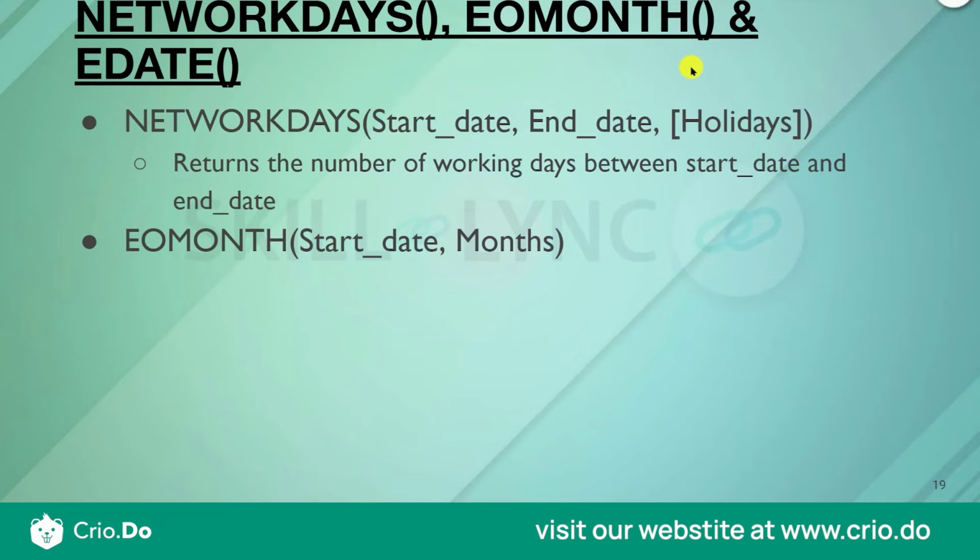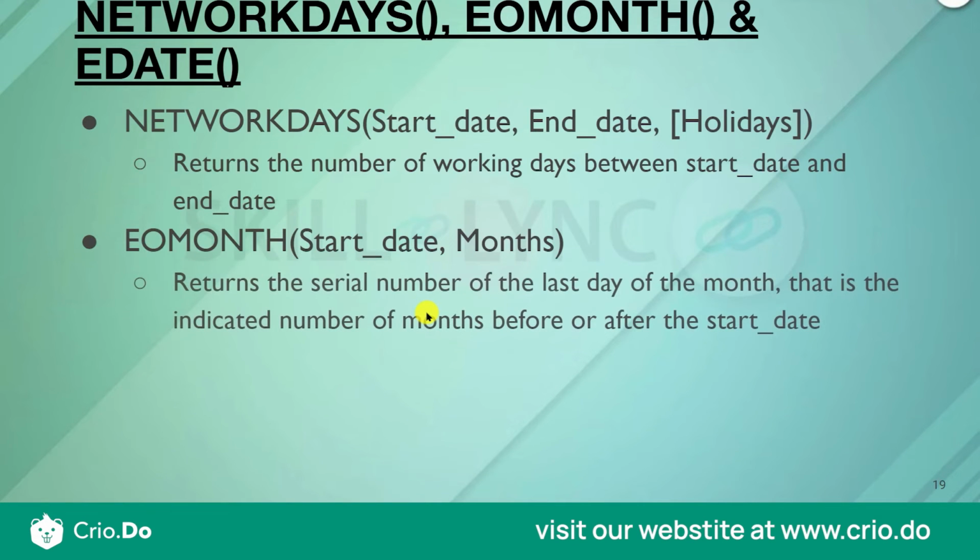Now the next function is EOMONTH. You pass two arguments to this function, that is the start date and the number of months. So this function is actually returning the serial number of the last day of the month, that is the indicated number of months before or after the start date.